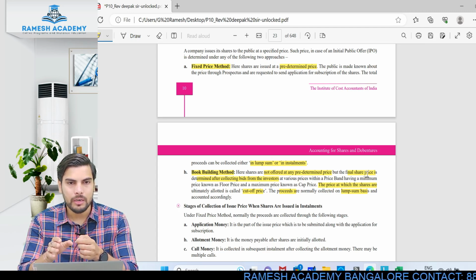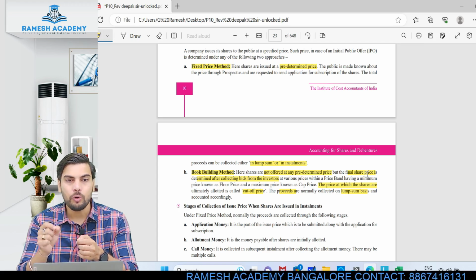Is the price predetermined? No. The price is not predetermined, so it would be decided. Normally we'll be calling it the cutoff price.